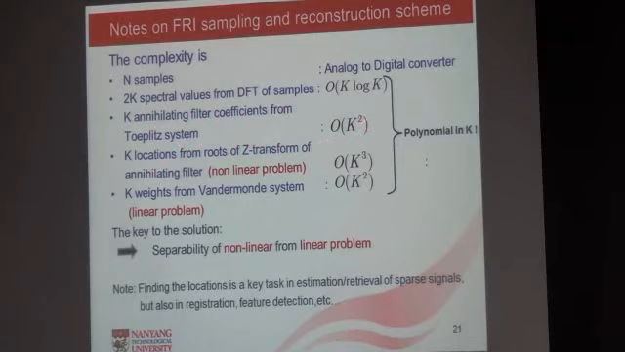So these are all polynomial in k. All these operations, so this is k squared. And the k locations from the roots of the z transform of the annihilating filter is a nonlinear problem, so it's in the order of k cubed. And the k weights from the Vandermonde system, which is a linear problem, can be obtained in computing operations in the order of k squared. So here the key to the solution is that we can separate the nonlinear from the linear.